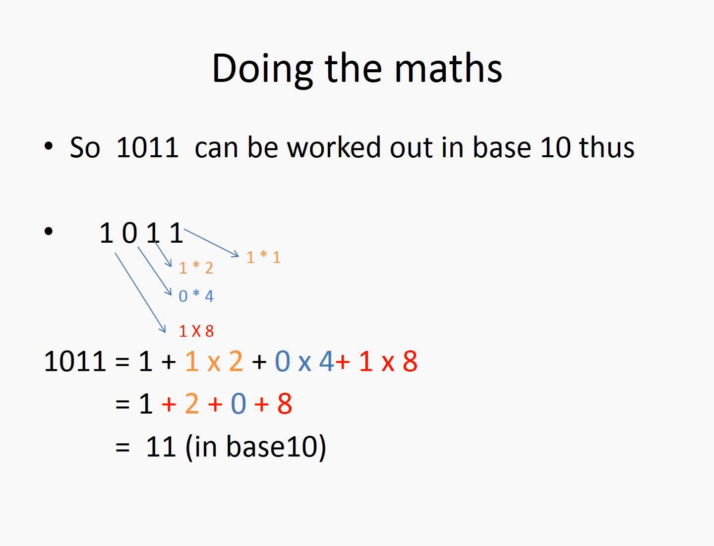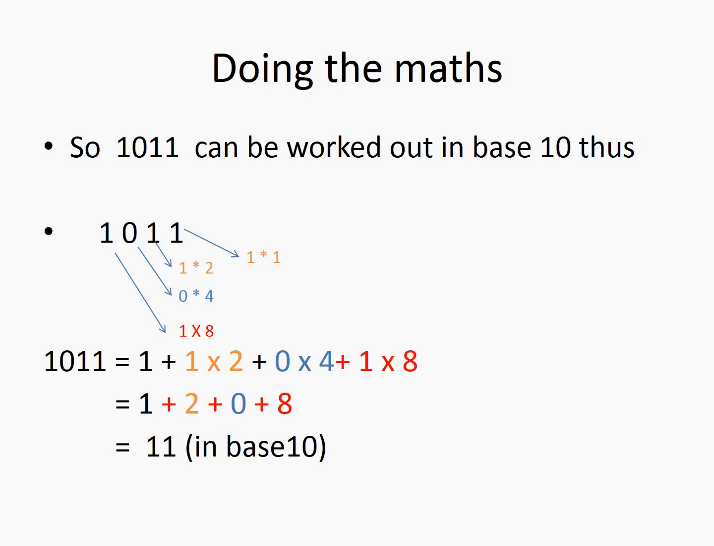So when we work out what that binary actually means, you can see on the lines there, 1, 0, 1, 1 is equal to 1 plus 1 times 2 plus 0 times 4 plus 1 times 8, which is 1, 2, 0 and 8 added together, which gives you 11 in base 10.